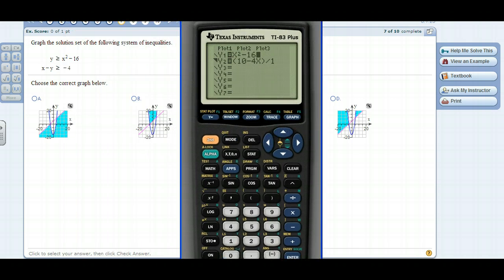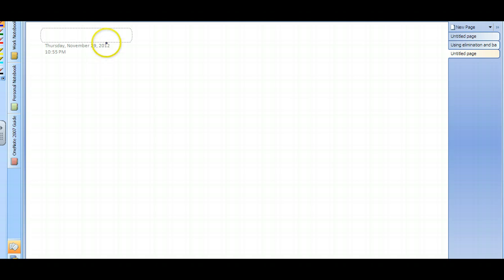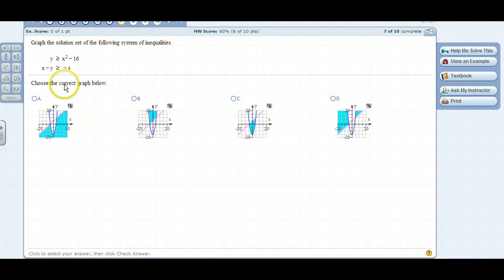Alright, the bottom one is not isolated, or y is not isolated. So I got x minus y was greater than negative 4.